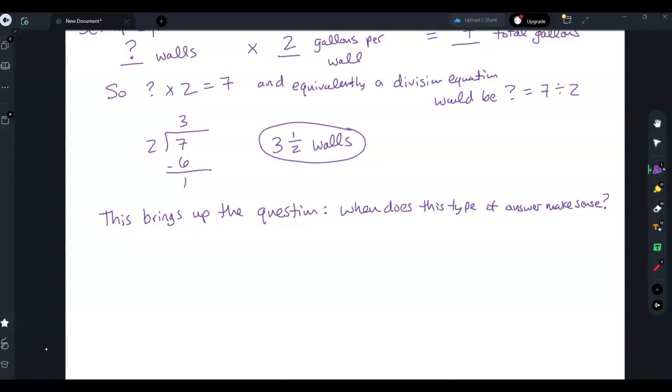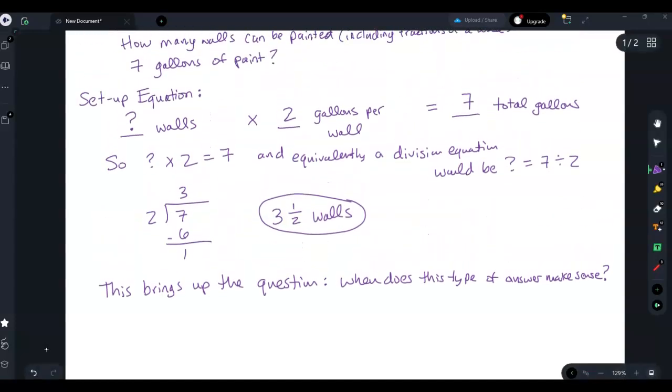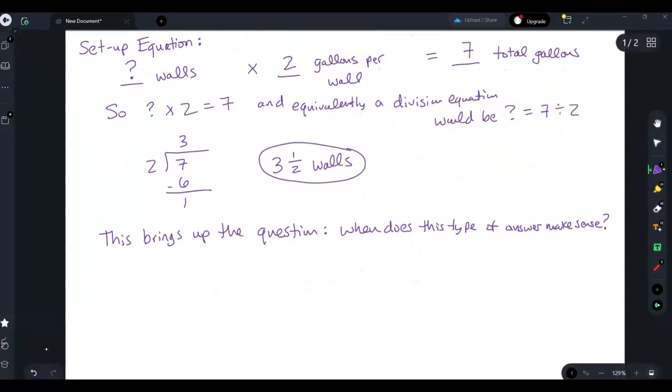And to do this, I'm actually going to use the same exact numbers. We just did 7 divided by 2. I'm going to do 7 divided by 2 again, but I'm going to change the story problem so that you can see how this wouldn't necessarily be a fractional answer.